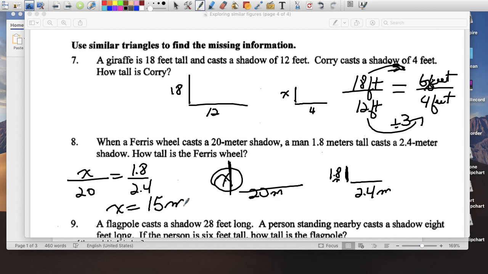Really? It looks so big. Yeah, well. Okay. Small Ferris wheel.